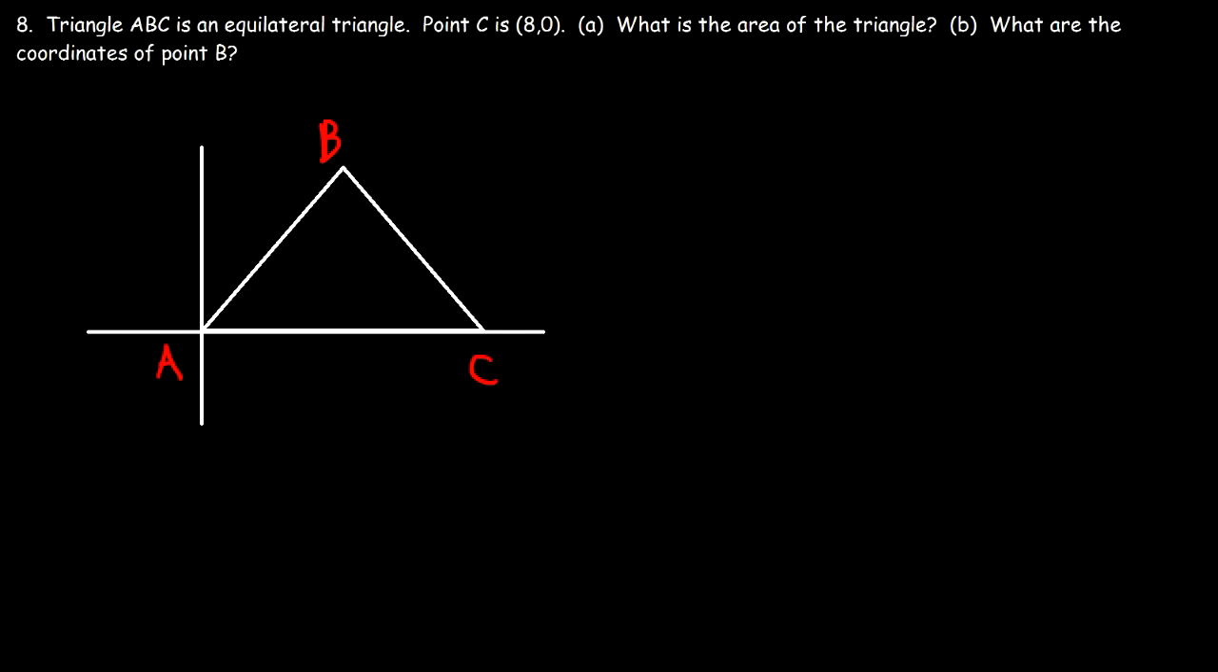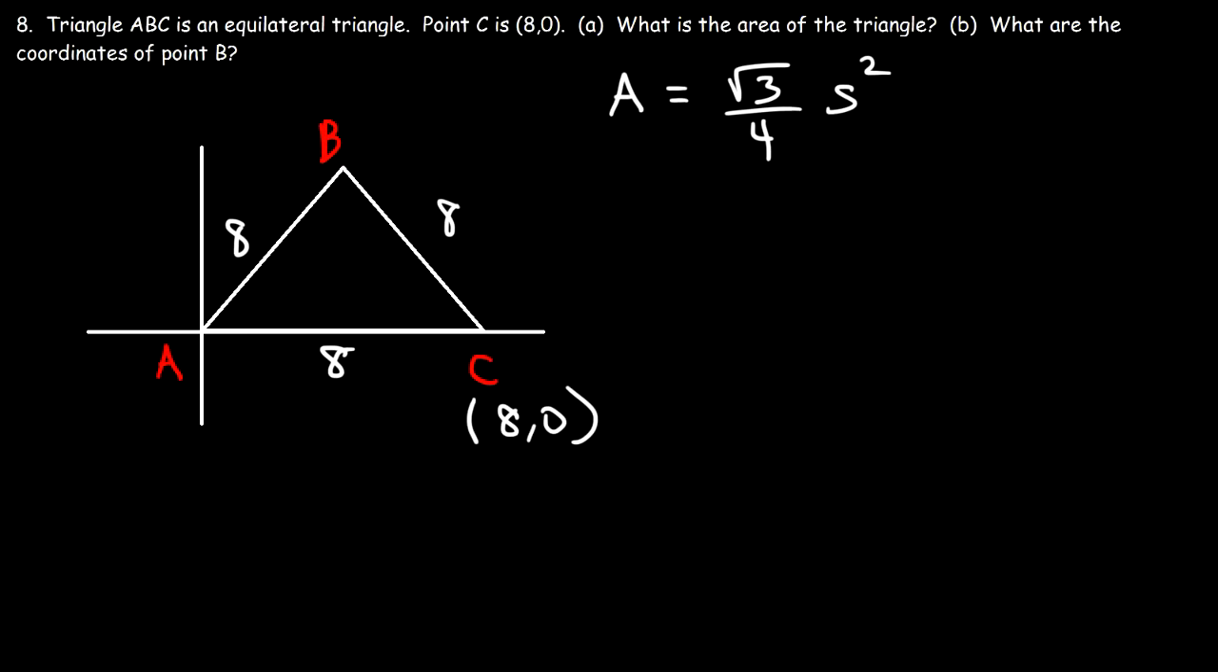Number 8. Triangle ABC is an equilateral triangle, and point C is (8, 0). What is the area of the triangle? So if this is (8, 0), we could say that AC is 8. And for an equilateral triangle, all 3 sides are the same. So to calculate the area of an equilateral triangle, it's the square root of 3 divided by 4 times the side length squared.